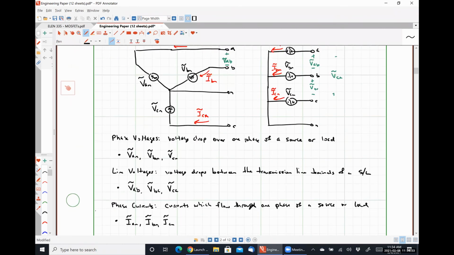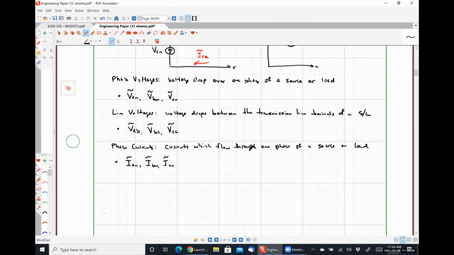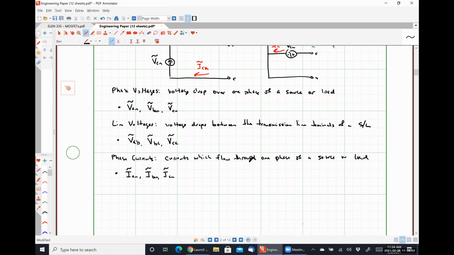We are also using lowercase letters on the source side of things. And if you notice up here, I'm using uppercase or capital letters on the load side of things. It's because we're going to have multiple voltages that we could call VAN, one on the source side, one on the load side, and we need to be able to distinguish between them. I don't remember which of the several circuit analysis textbooks I have uses letters on one side and numbers on the other side, and that just confuses me. So I'm going to go with lowercase letters on the source side, uppercase letters on the load side to keep things clear.